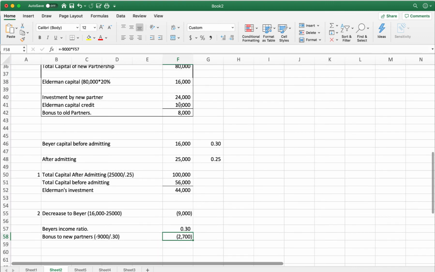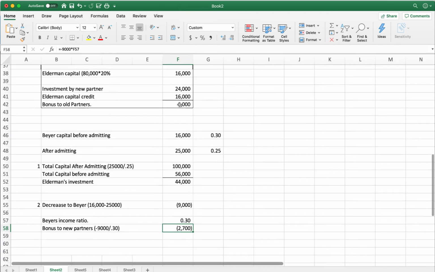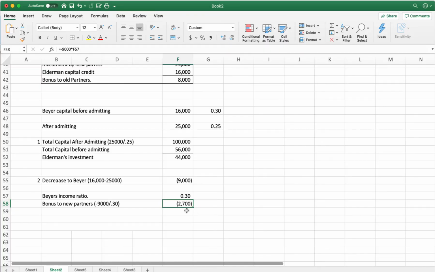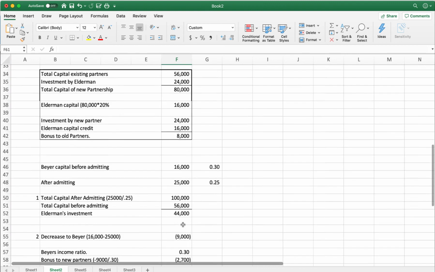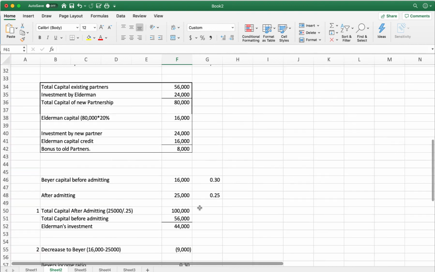This amount obviously will need to be split between, what are their names? Younger and Geiger. But they don't ask that. They just say, what's the total bonus to the old partners? It's that $2,700. So that's how you finish up part 4B of 12-4B.